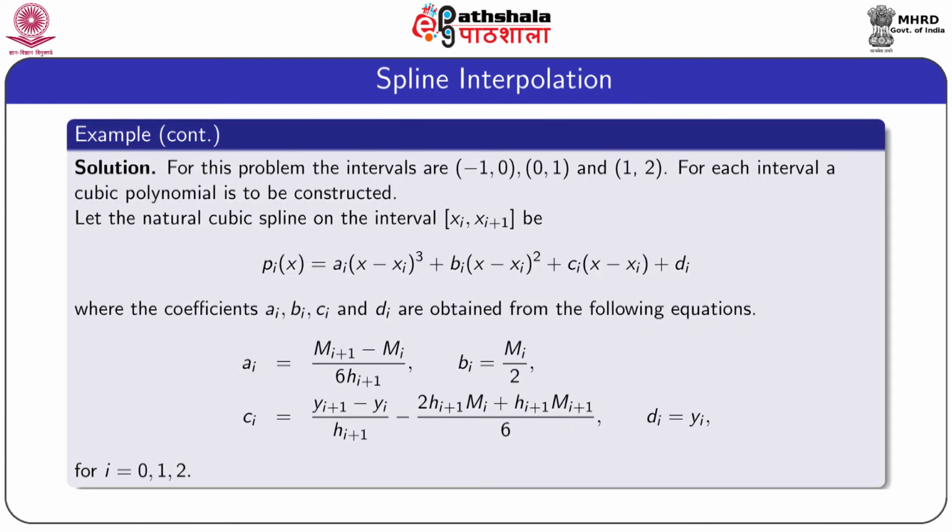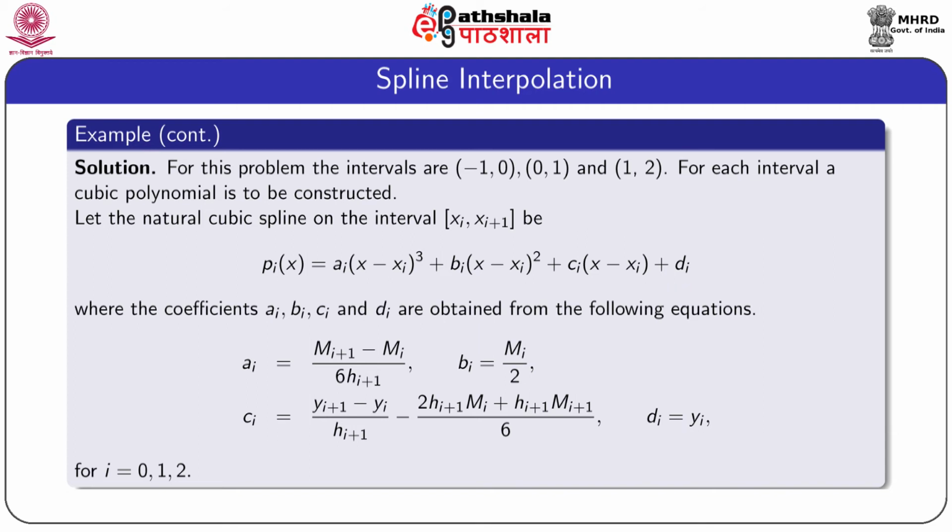So, here we have 4 points. For these 4 points we have 3 intervals: minus 1 to 0, 0 to 1 and 1 to 2, and for each interval a cubic spline is to be constructed. Now, the natural cubic spline for the interval xi, xi plus 1 is p i of x equals ai (x minus xi) power 3 plus bi (x minus xi) power 2 plus ci times (x minus xi) plus di.